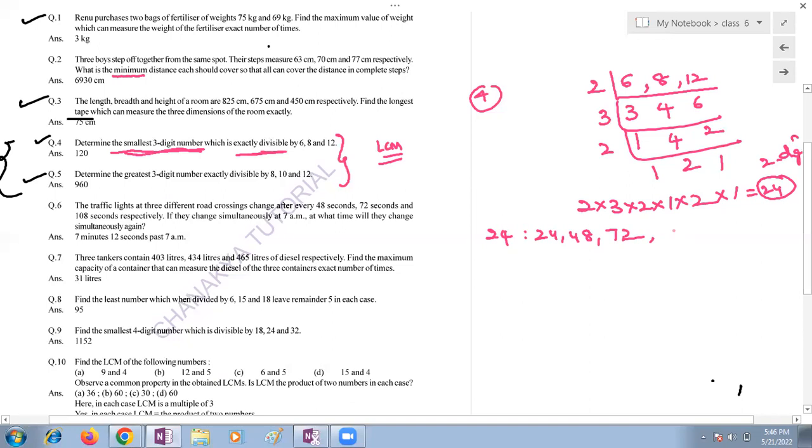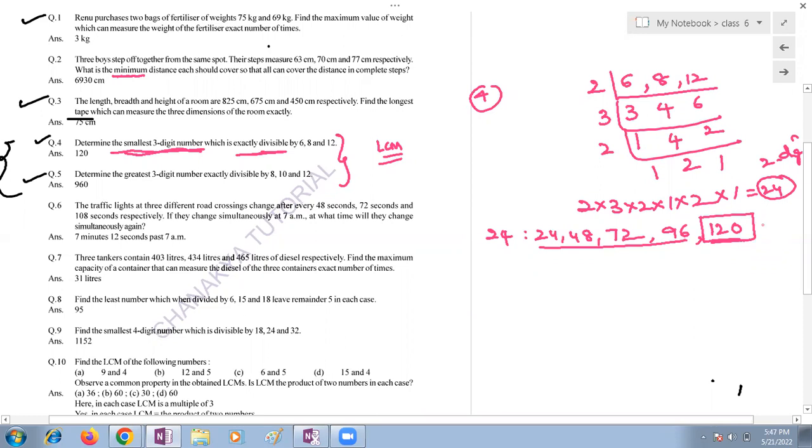Ma'am, it's 120. Very good, 120. Your 120 is divisible by 6, 8, and the others. These are all 2-digit numbers, so 120 is the smallest such number. Therefore, 120 is the least number.